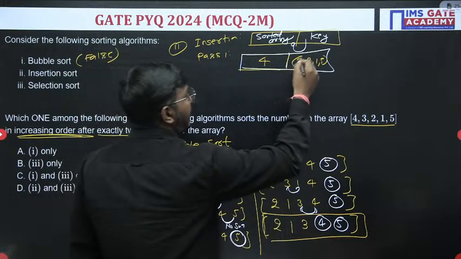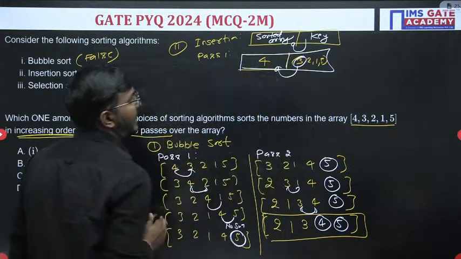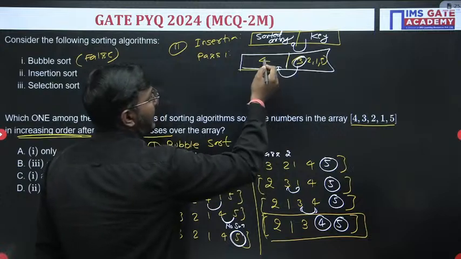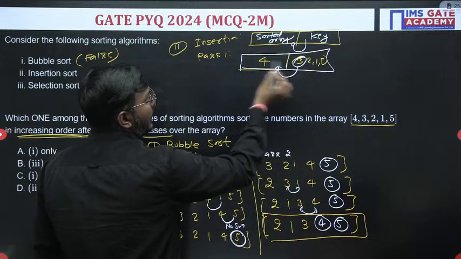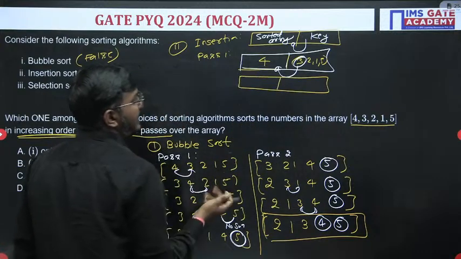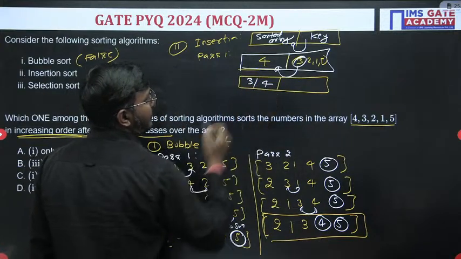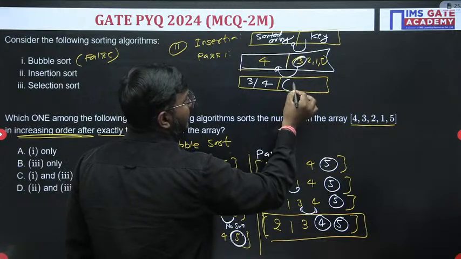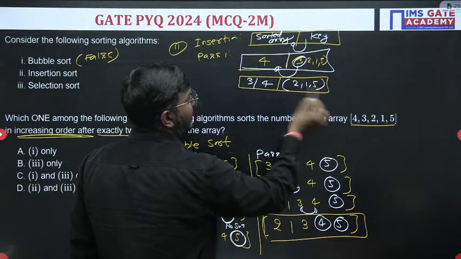Now take the 3 and try to insert it into this sorted array. It will be compared with 4, and then it will be swapped. So the result of the first pass will be 3 and 4 in the sorted array, and the set of keys is 2, 1 and 5.